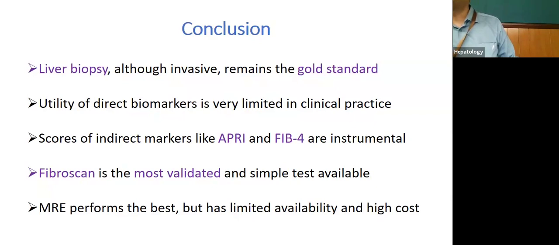And in addition to fibrosis, it can also tell us about the gradation of steatosis and also help in classifying and staging liver cirrhosis. Of all the non-invasive tests, MR elastography performs the best, but has limited availability, and it is of high cost and requires the expertise of a radiologist.